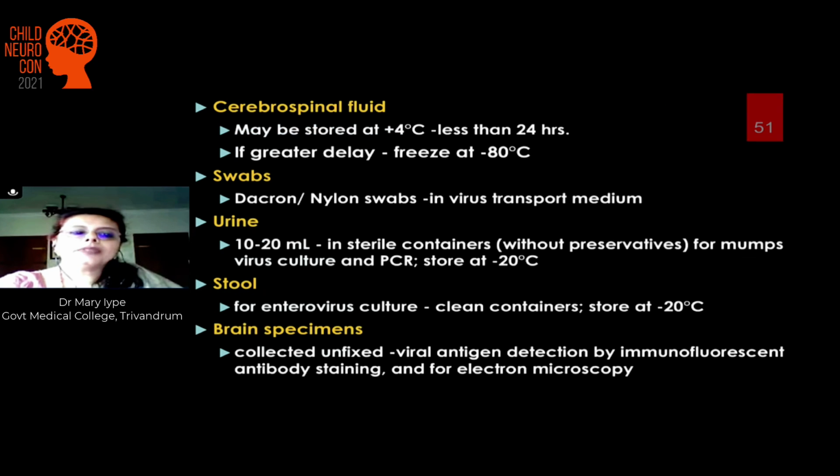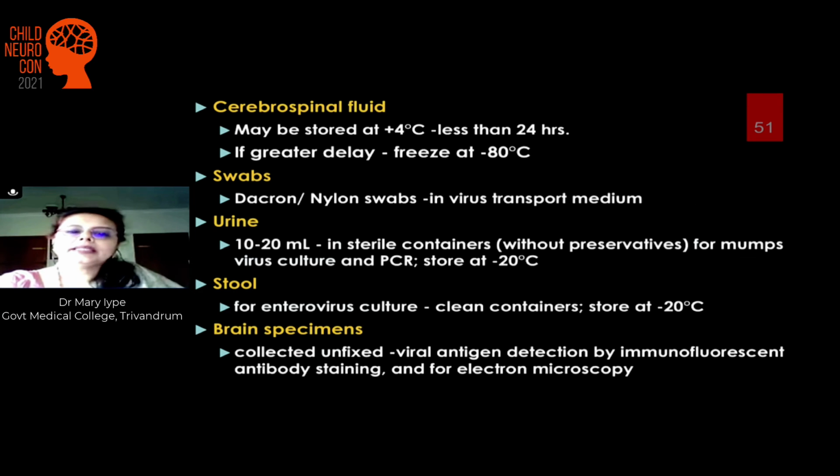Swabs, when you take swabs for virus, you have to take them in a viral transport medium. And urine, 10 to 20 ml, again, should be stored at minus 20 degrees centigrade if you need to isolate the virus. The stool for enterovirus culture should also be taken and stored at minus 20 degrees. Brain specimens, when taken, should be collected unfixed. The viral antigen detection is by immunofluorescent antibody staining.